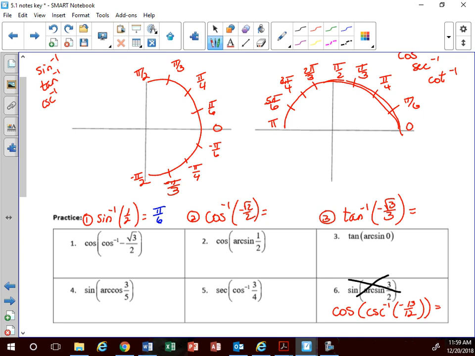Second one, inverse cosine negative root 2 over 2. Inverse cosine, so this is the part of the circle I'm looking at. Negative. So it's got to be over here. So where does cosine equal negative root 2 over 2 out of the second quadrant? So 3 pi over 4? Oh, I wasn't sure if you said the 3. All right.